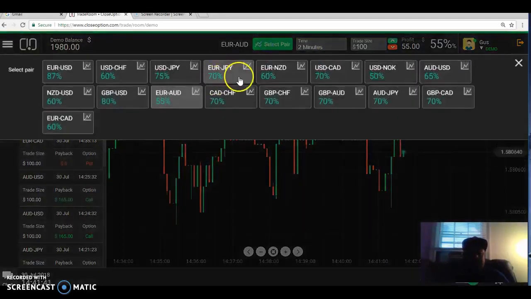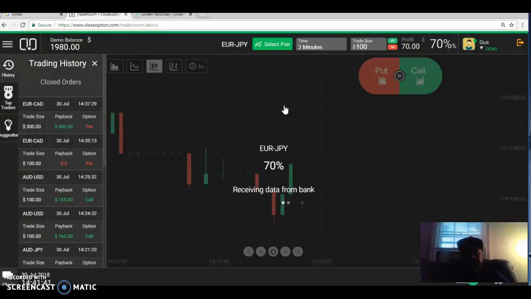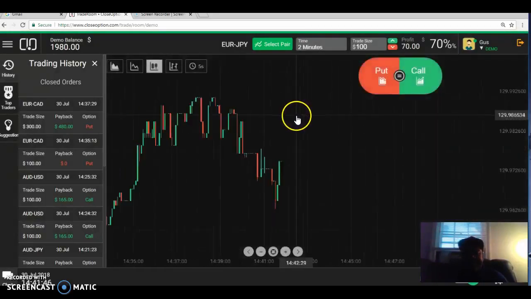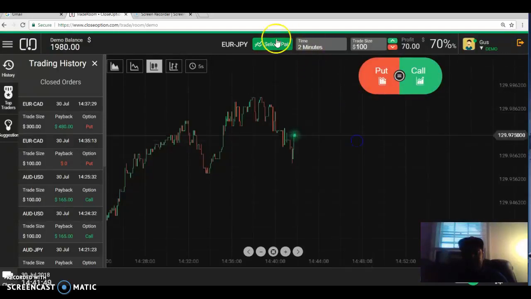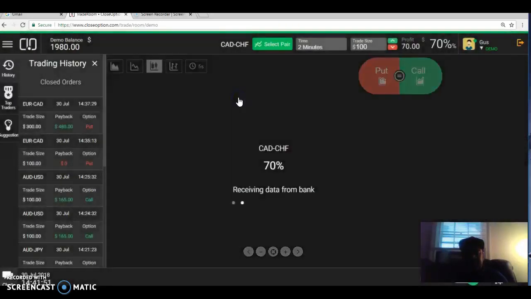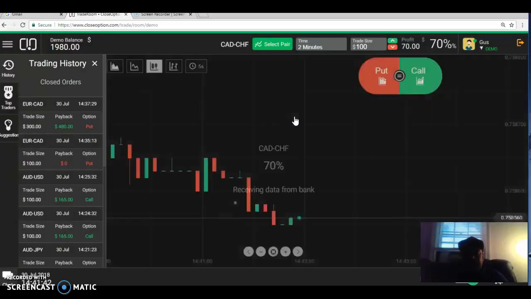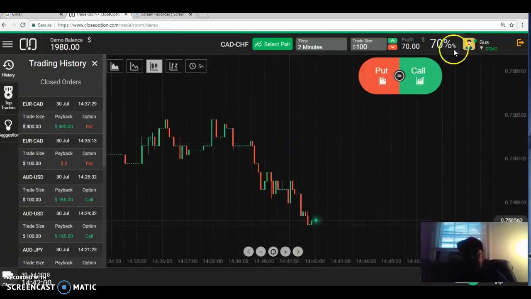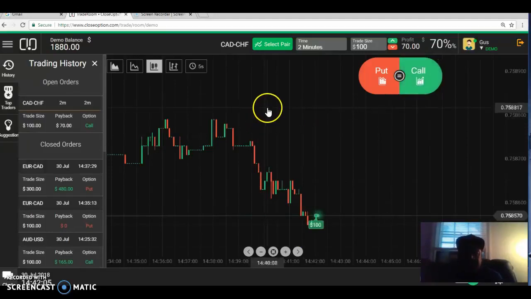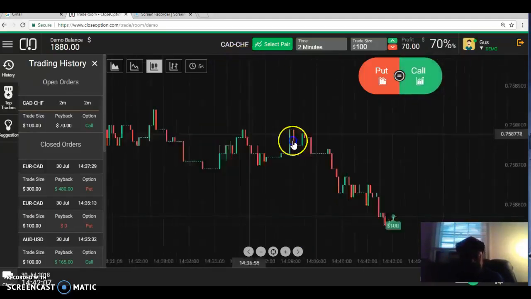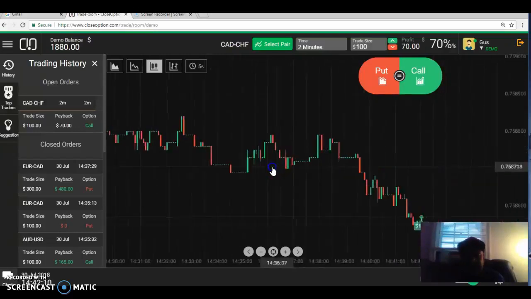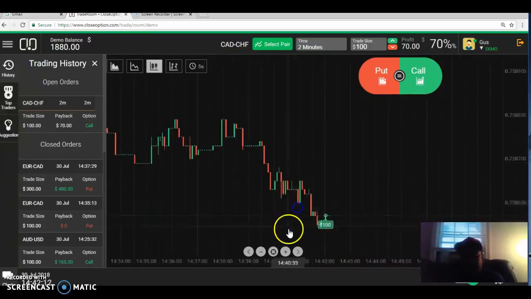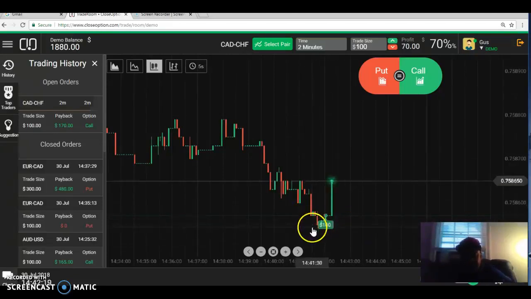Let's try another currency. Euro JPY. Nope. Okay, all right, here we go. Let's just go with a call. I got the Canadian dollar Swiss franc. As you can see here, it's been on a bearish downward trend, and I'm looking for that price reversal here. And wow, that's a nice little price reversal.